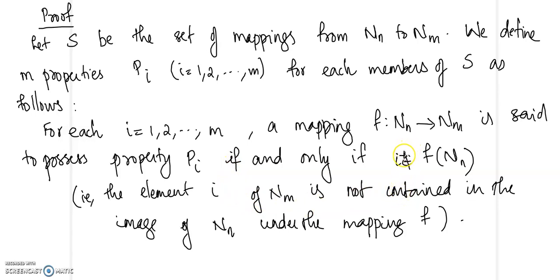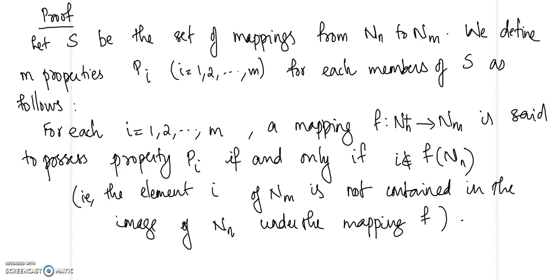So for surjective mappings, all the i must be contained in the image. So 1, 2, 3 etc. up to m. That is, say, Nm has m elements. So all the m elements must be contained in the image set. So our properties say this: F satisfies the property Pi if i does not belong to the image set. F satisfies the property Pj if j does not belong to the image set.